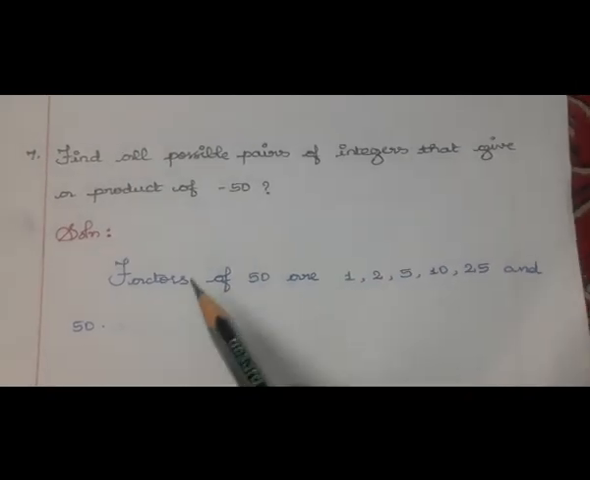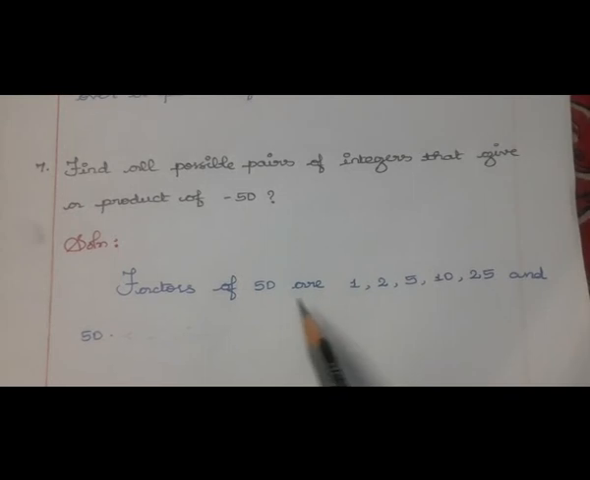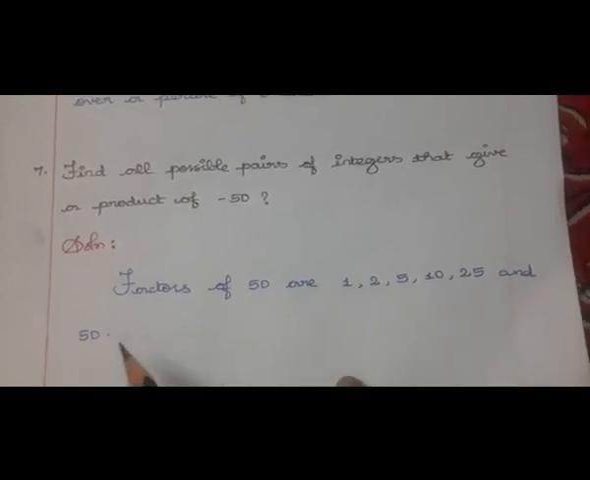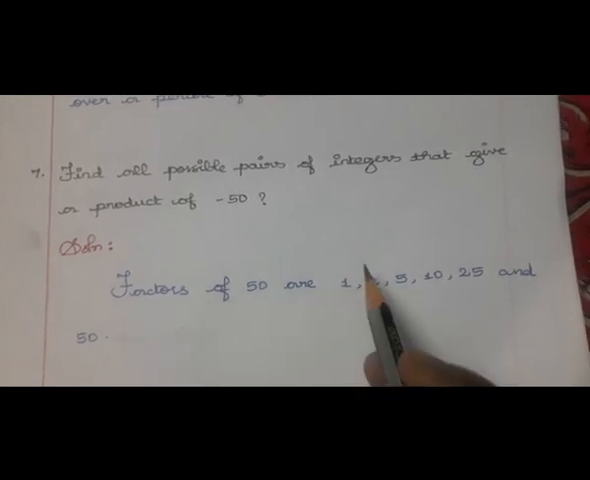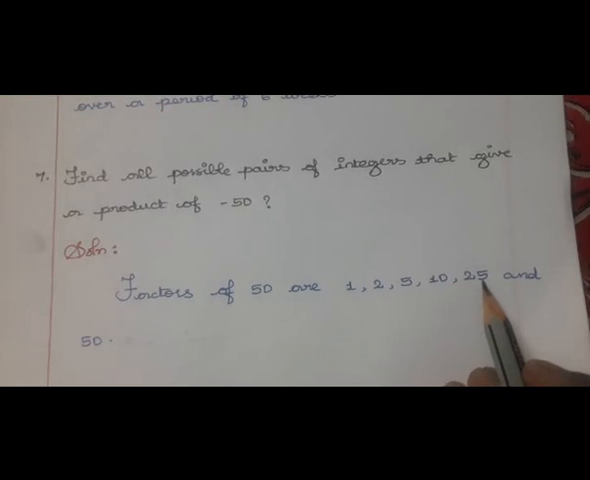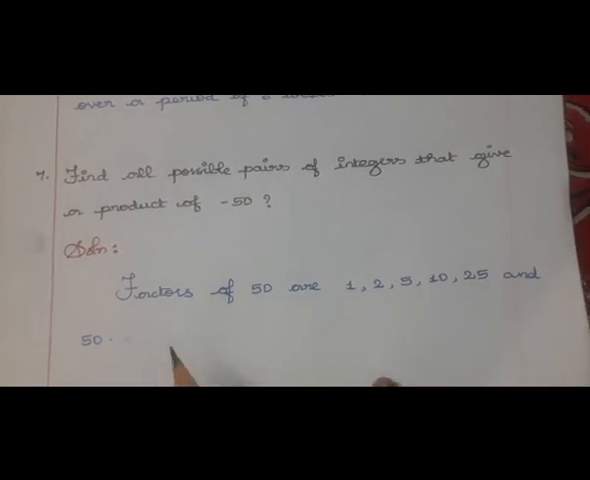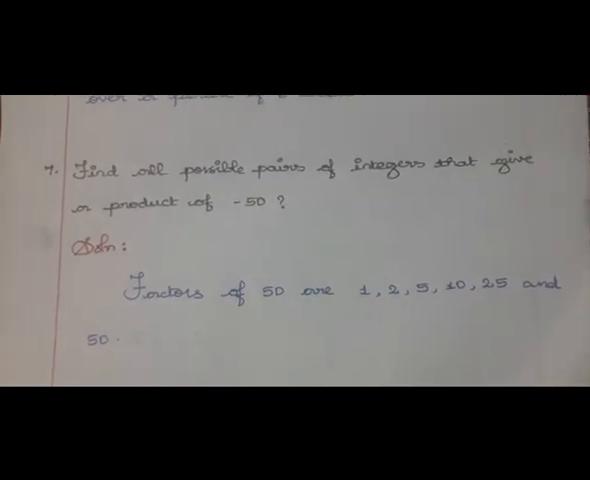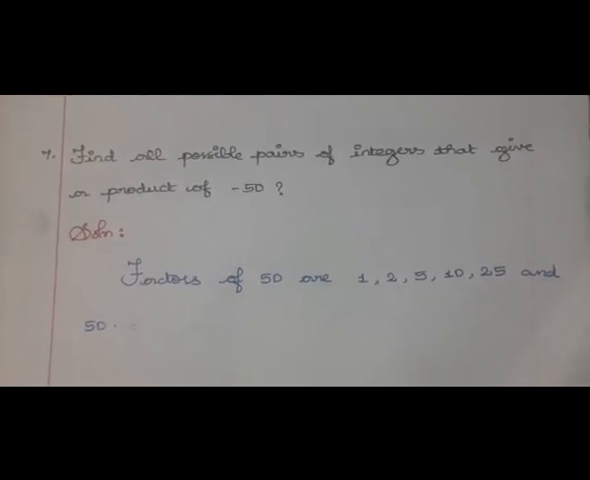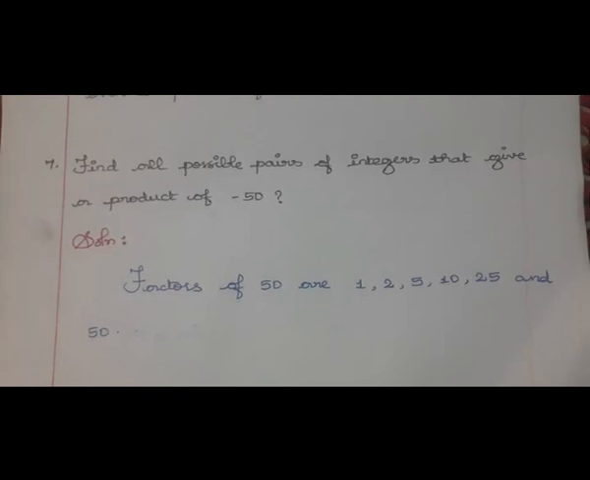Now, solution. The factors of 50 are 1, 2, 5, 10, 25 and 50. It means that 50 comes in all these tables: 1 table, 2 table, 5 table, 10 table, 25th table and 50th table. Clear? So, now with this we are going to find the possible pairs of integers which give the answer as minus 50.